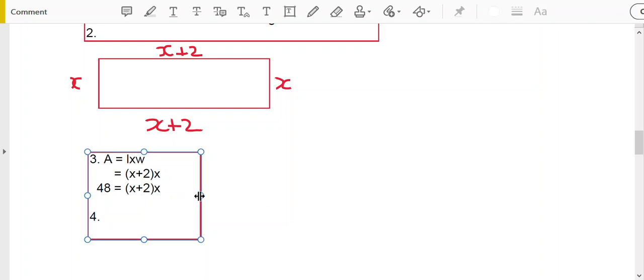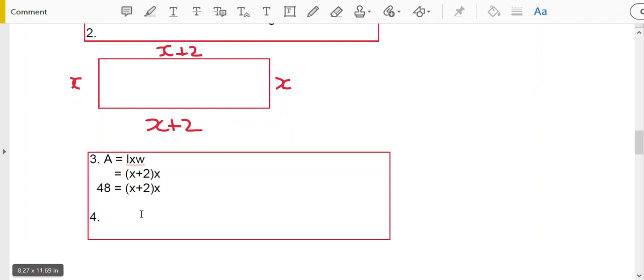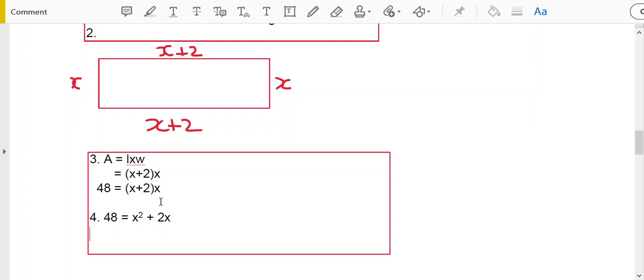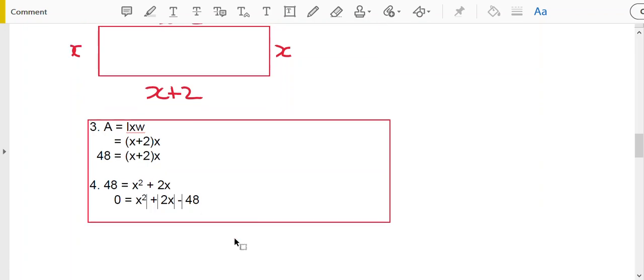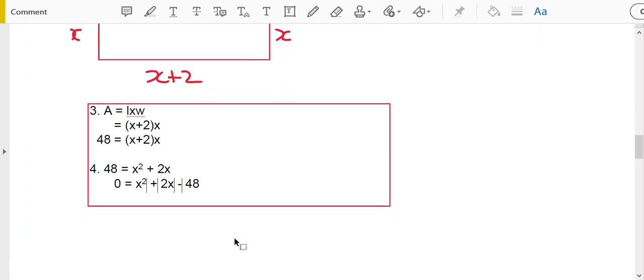Again, I will need to expand the brackets. So 48 equals x squared plus 2x. I will need to move the 48 over to the right side by subtracting 48. So that will give me 0 equals x squared plus 2x minus 48. And now that it equals 0, I can now solve that equation using some sort of factorizing technique.